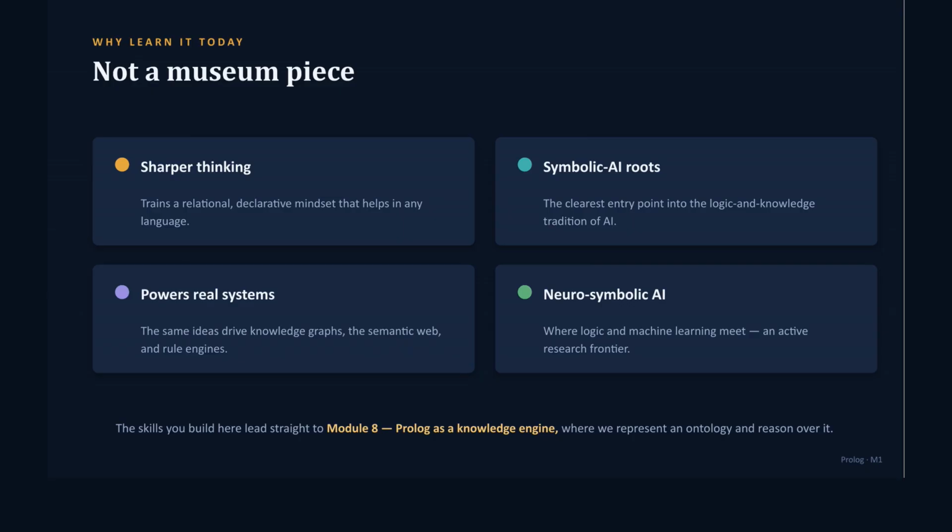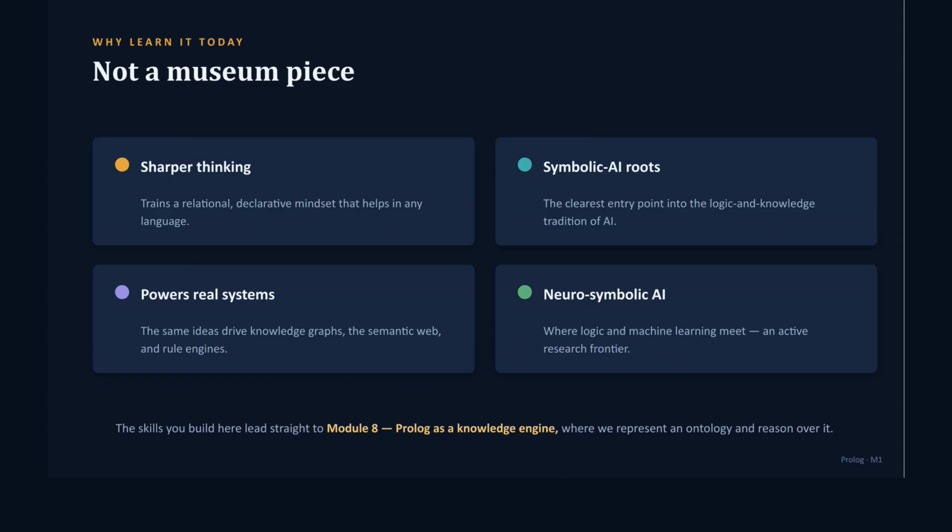So why learn it in this course, today? Four reasons. It trains a relational, declarative way of thinking that will make you a sharper problem solver in any language. It is the clearest entry point into symbolic AI, the logic and knowledge tradition. The very same ideas power knowledge graphs, the semantic web, and the rule engines running behind many real systems. And it sits at the heart of neurosymbolic AI, where logic and learning meet.